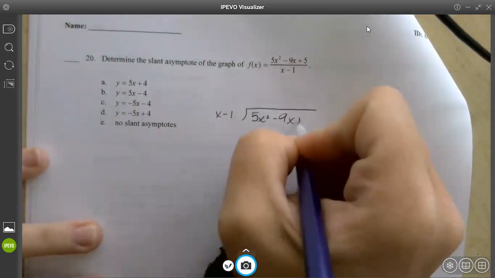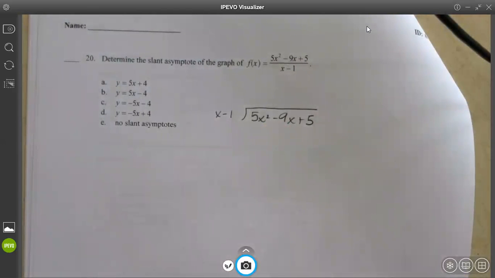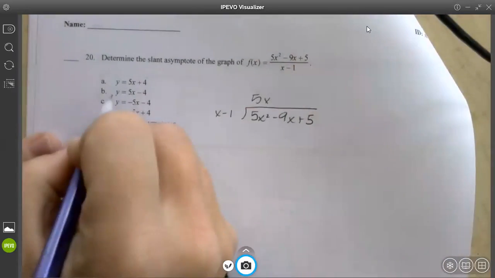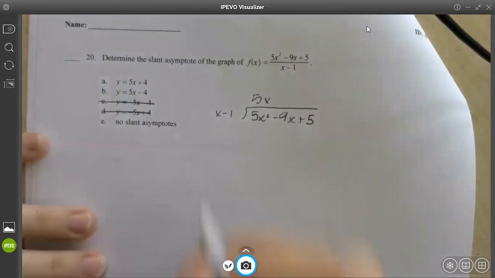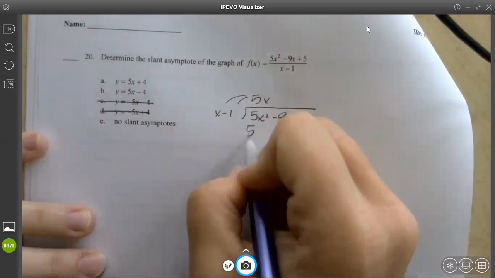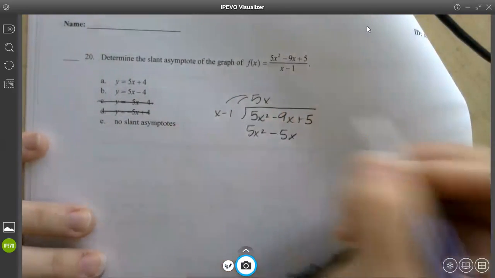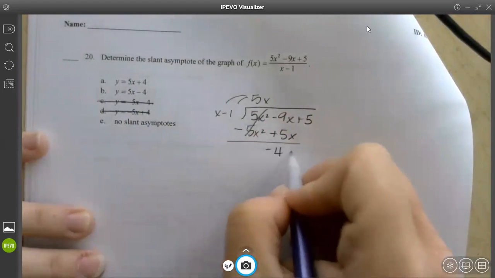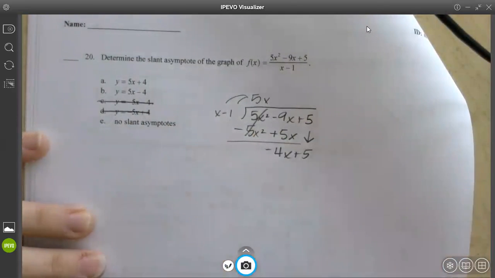5x squared minus 9x plus 5. Clearly on the top, you should have what two numbers? 5 and 4, right? Look at the top. So if you don't have anything other than that, I mean, you already started wrong. So how do I get x to look like 5x squared? A positive 5x, so that definitely eliminates these two. Distribute. We get 5x squared minus 5x. Change the signs to make them cancel out. And we get negative 4x, bring down your 5.